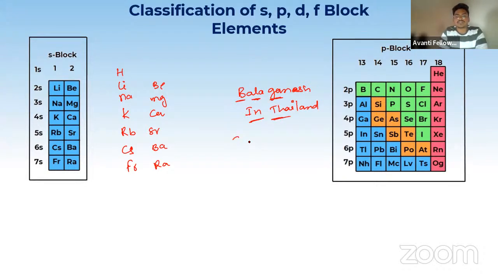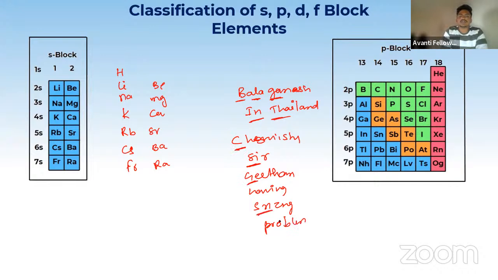Next one, chemistry, Sir Geetam, having sneezing problem. So that is carbon, silicon, germanium, tin, and lead. Sn means stannous and Pb means plumbum, that is lead. Lead is simply called plumbate, so that's why we give Pb. And tin is called stannous, so that is why we give Sn.